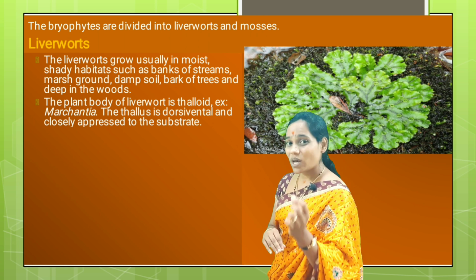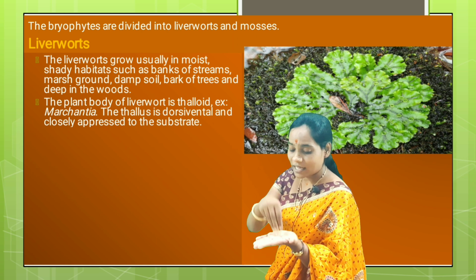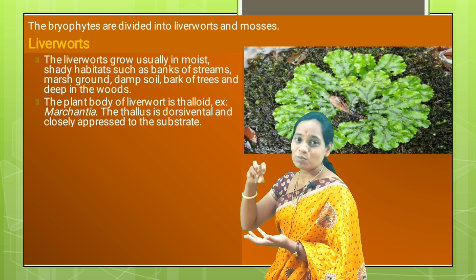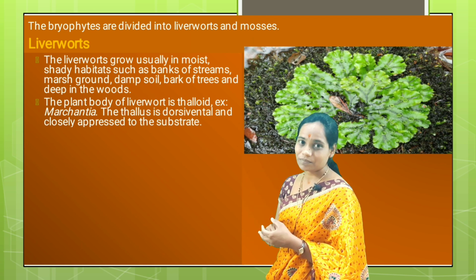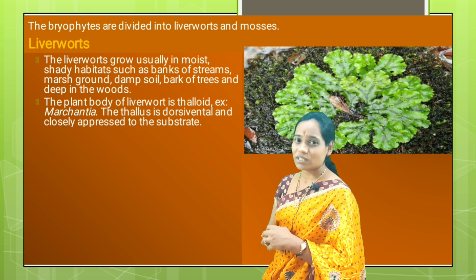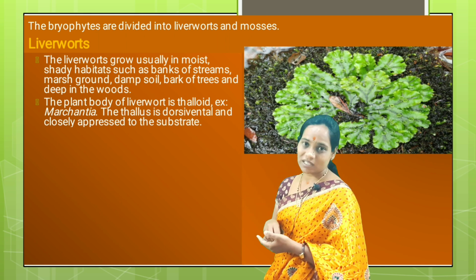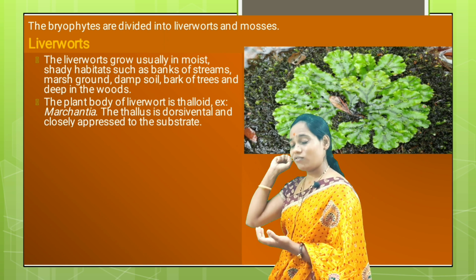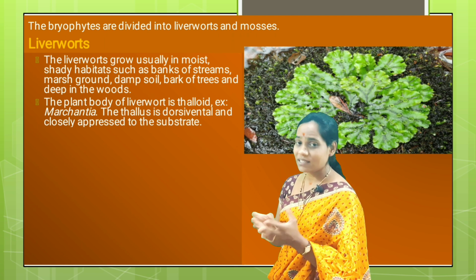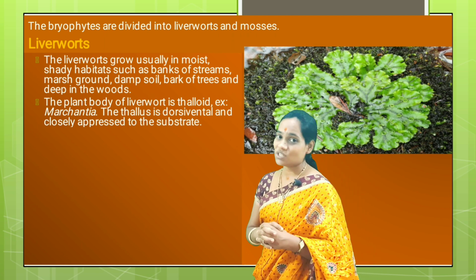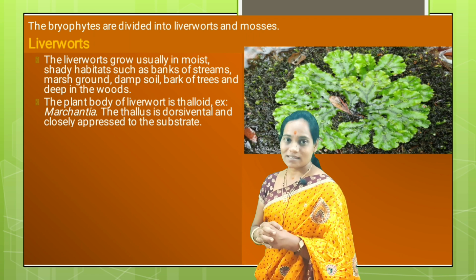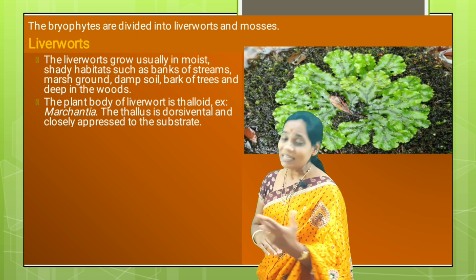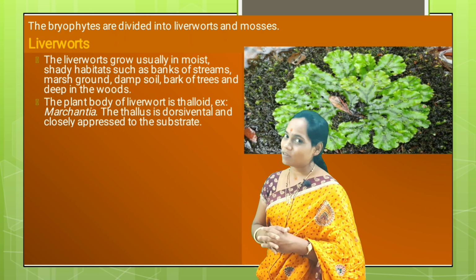The rhizoids perform two functions. One is fixation. It helps in fixation of the plant body, and one more function is the absorption of water and minerals. Hence, rhizoids perform the same function as roots do. This is about the thalloid plant body in Marchantia coming under liverworts.